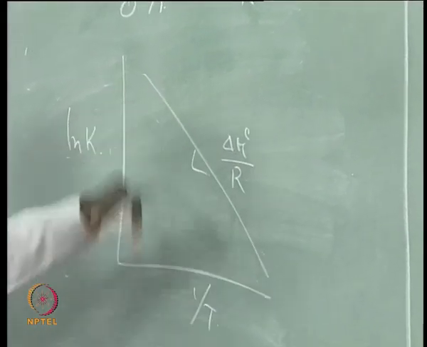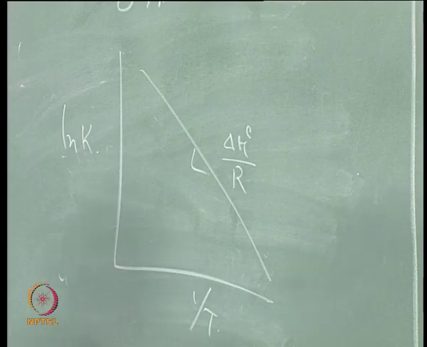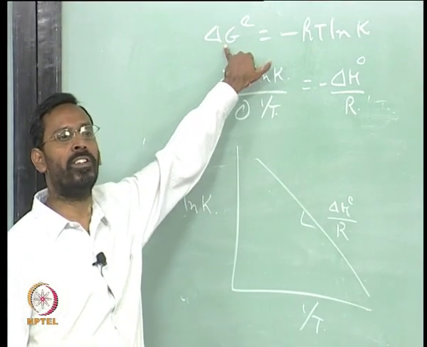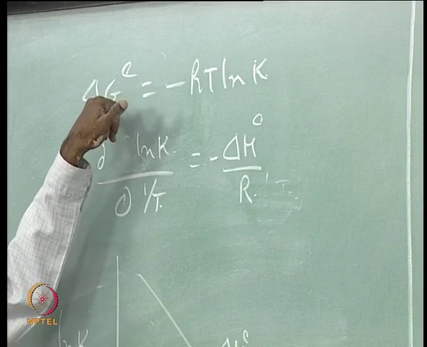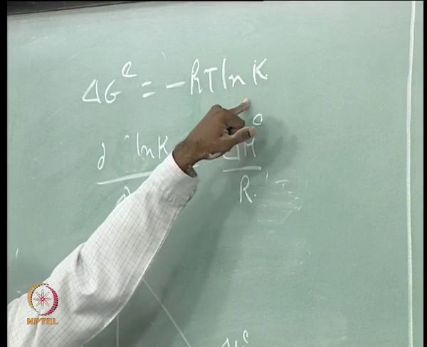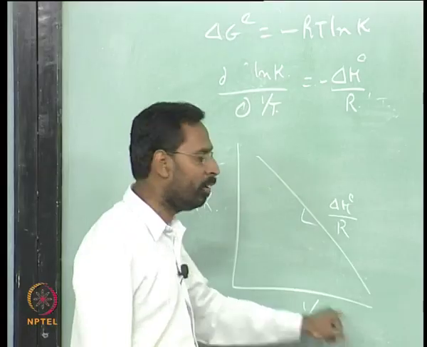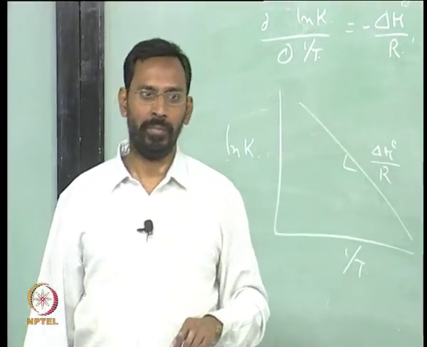If all the points are not falling on the straight line, that means only your delta G naught measurements are wrong, because if the delta G naught measurements at various temperatures are wrong, then the K that you get out of it will be wrong, and if that is wrong you will not see a good fit.